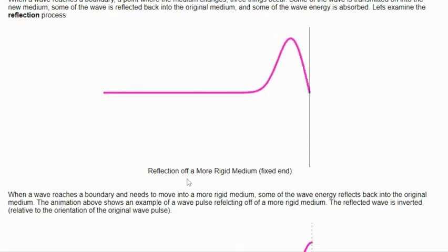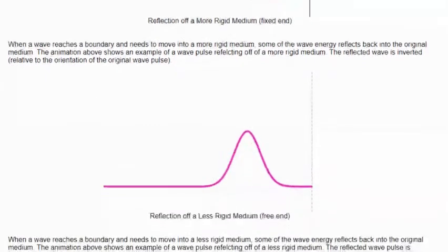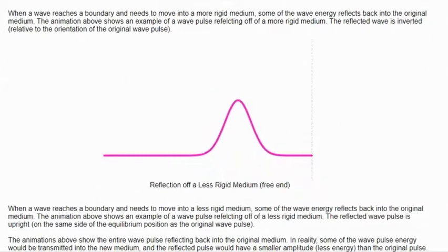Now that's with the reflection off a more rigid medium. That's usually what we're going to be dealing with. But you might ask, well, what if it's less rigid? What if it's a loose end? Well, you still get a reflection, but it reflects back not inverted, upright, we say. Okay, so it is on the same side of the medium as the original pulse was.